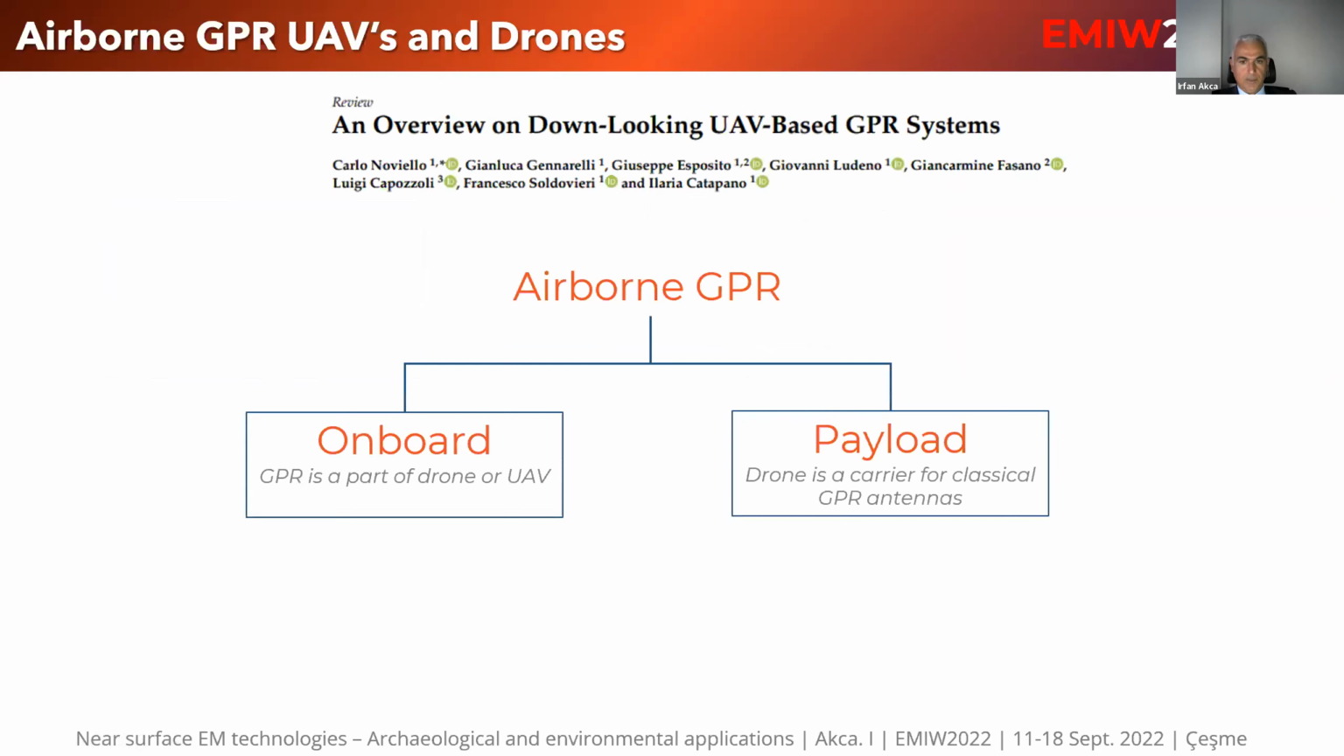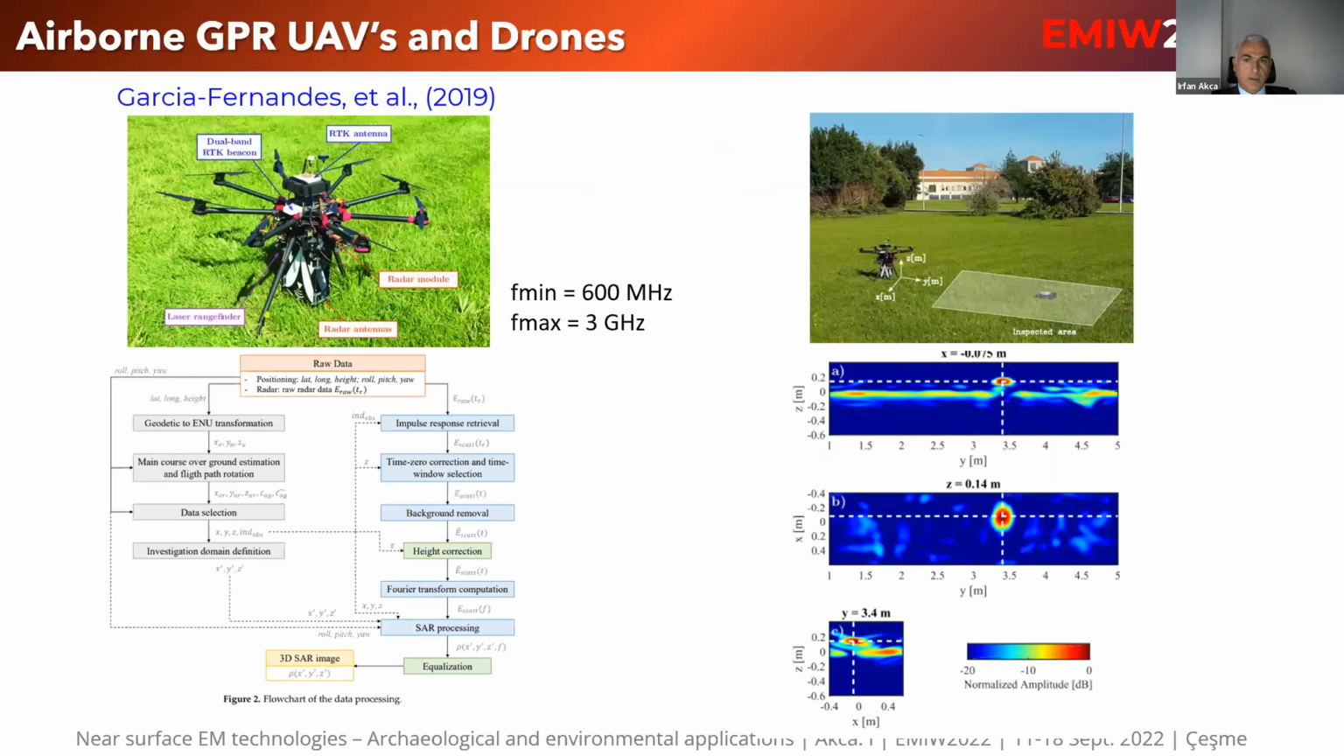We have two approaches in this area. In the first, the GPR is on board, which means it's a part of the vehicle. The other approach is using the drone as a carrier, with simple GPR antennas, used on the ground, mounted on a flying device, especially a drone. Okay, I will show some very basic examples about this area of application.